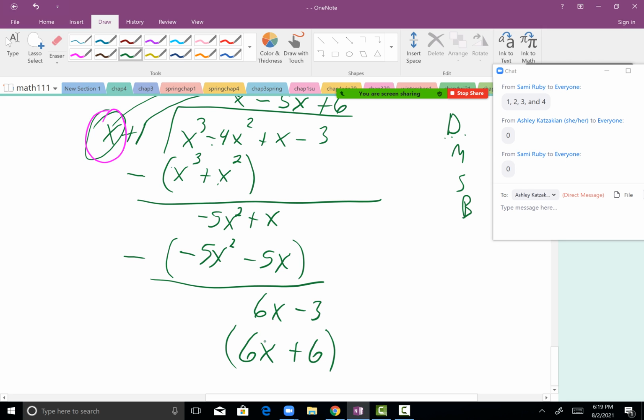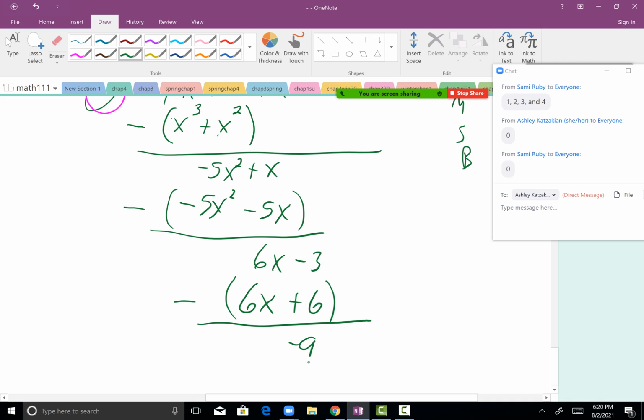All right, so we're going to subtract. The 6x's go away, and I get a negative 9. And I can't go any further because all I have is a number left. So that means that there's a remainder of negative 9.